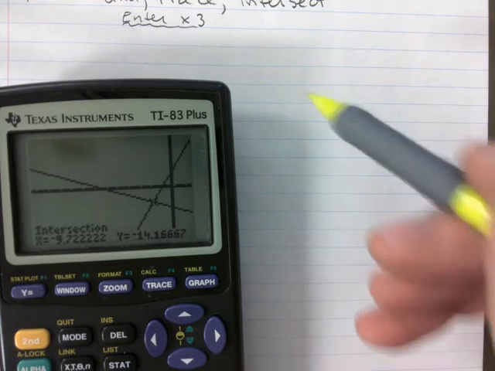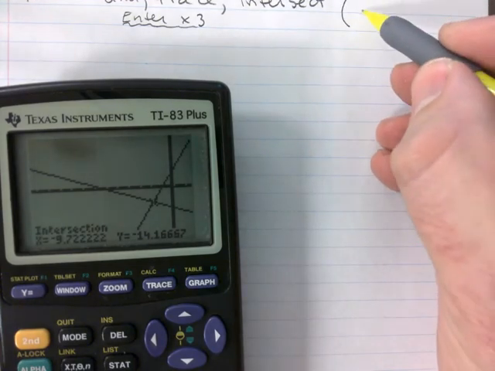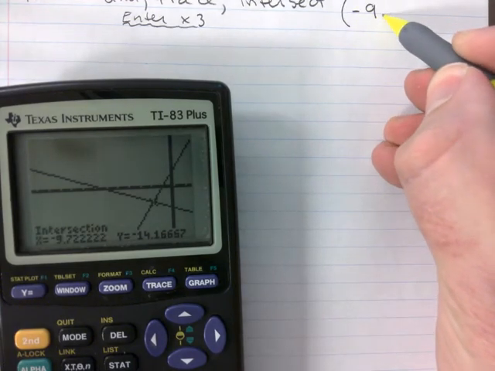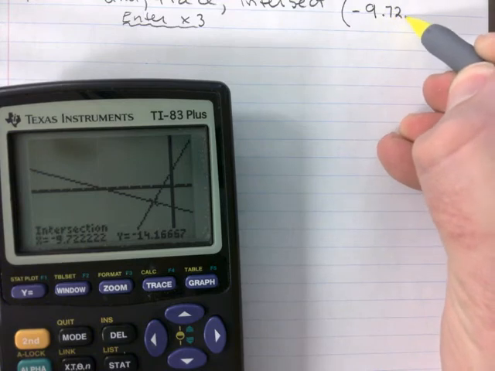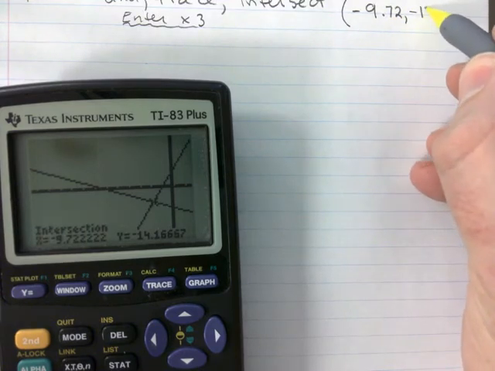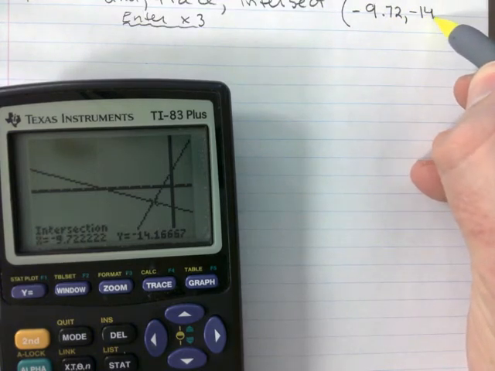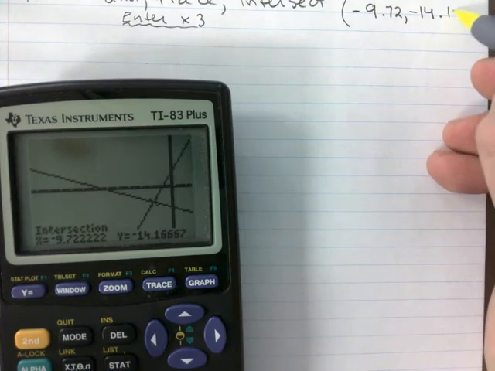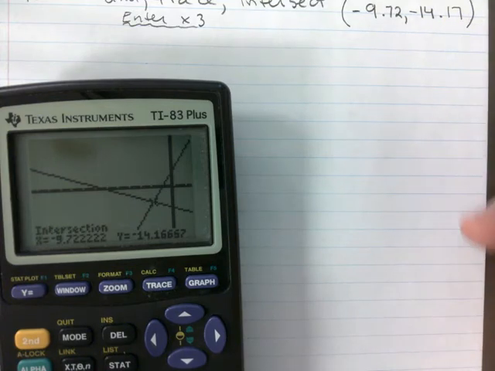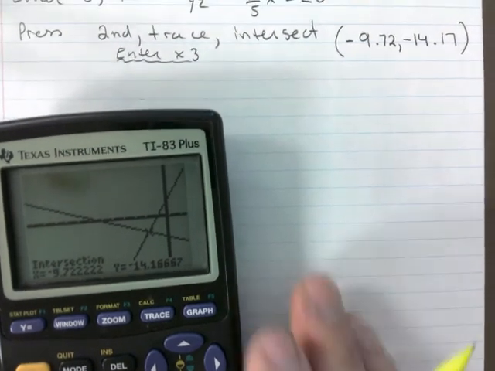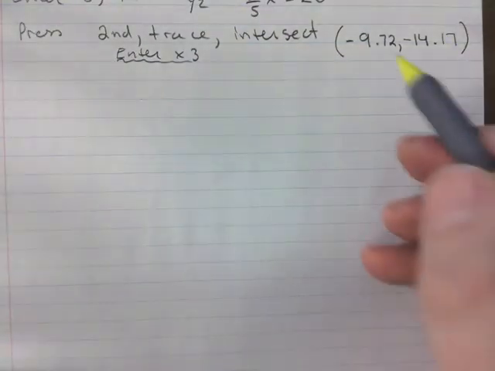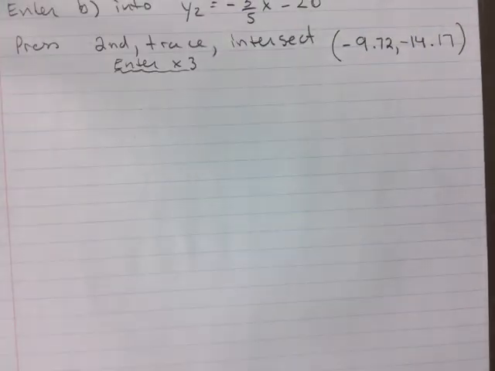You have to make sure you write it down like this, negative 9.72, round it, negative 14.17, round it. Sorry, you can't see that, can you? There. This is the point of intersection, which is very, very important to us, this course.